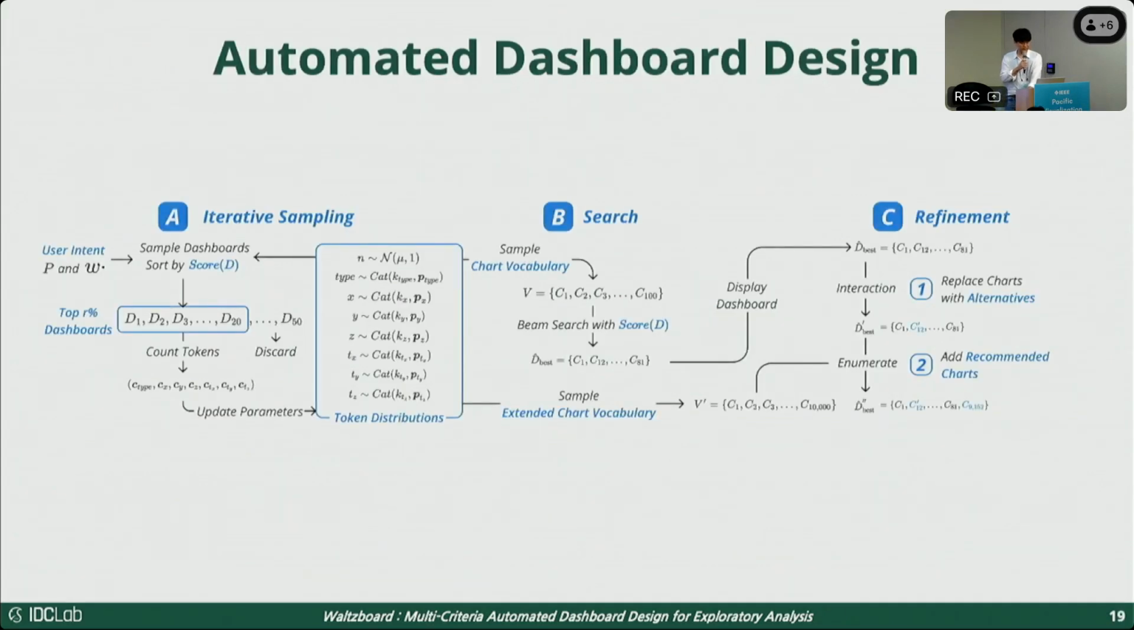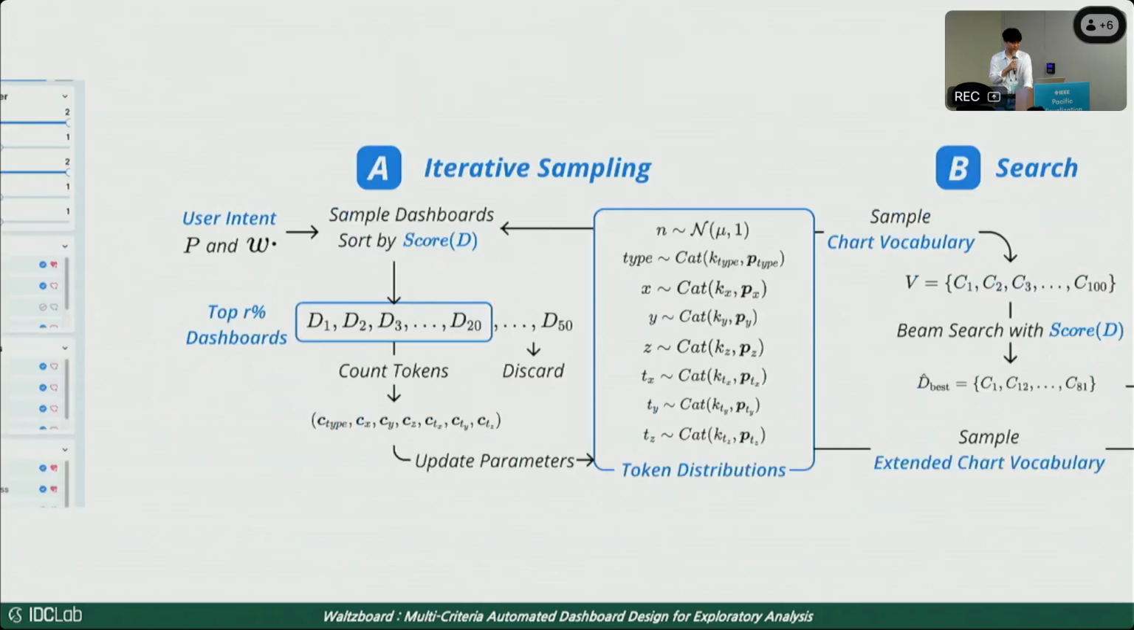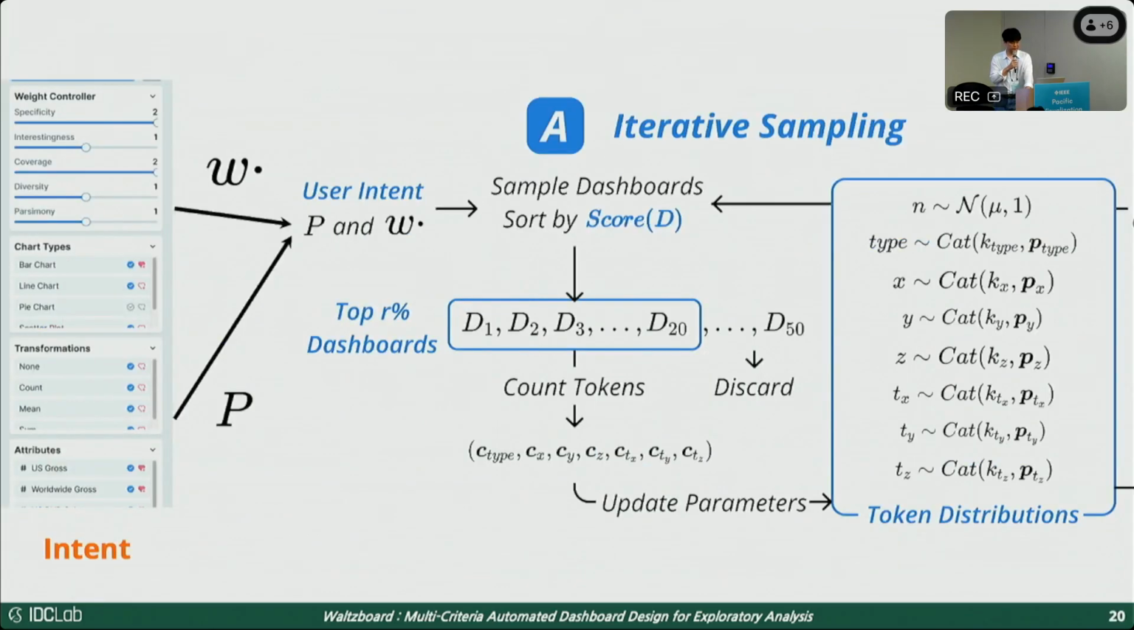Finding this optimal dashboard requires navigating a huge search space efficiently. Our automated design process consists of 3 phases. The first, iterative sampling phase, randomly designs dashboards by sampling chart tokens from a probability distribution. These random samples are scored by the scoring function with user intent. Then top performing dashboards are selected and their token counts update the distribution to learn effective chart designs.